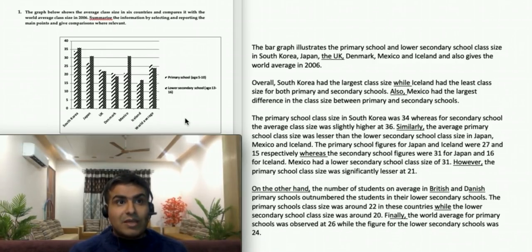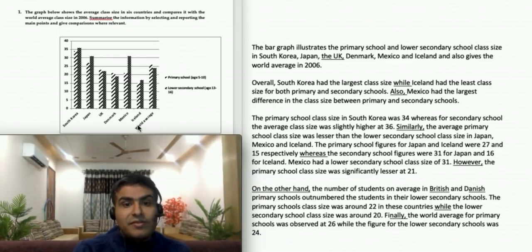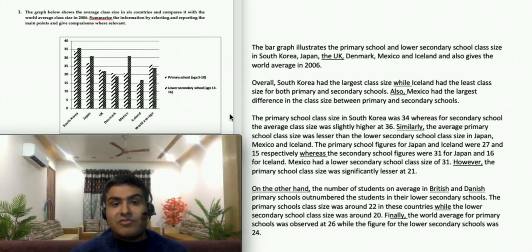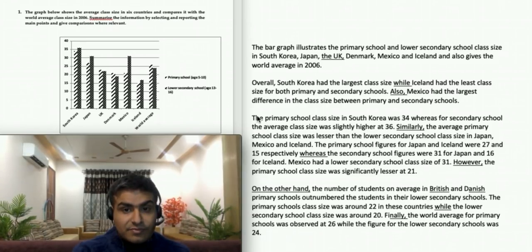So do what? Reserve one comparison for the overall and one for the body paragraph. Here I've mentioned the country comparison in the overall. So I've written overall South Korea had the largest while Iceland had the least class size. And like I told you earlier, if you can find some more trend to mention in the overall, do that. Something more important. For example, Mexico had the largest difference in class size, if you can see this, and I've mentioned that in the overall as well.